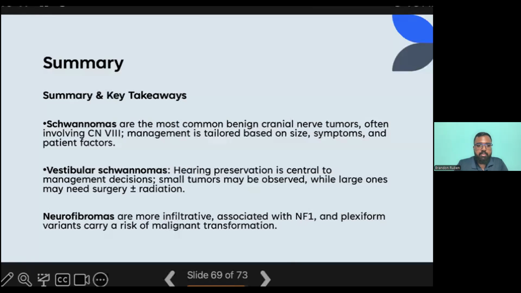Finally, summary and key takeaways. Schwannomas are the most common benign cranial nerve tumors, often involving cranial nerve 8, with management tailored based on size, symptoms, and patient factors. In vestibular schwannomas, hearing preservation is central to management decisions. Small tumors may be observed, while large ones may need surgery plus or minus radiation. Neurofibromas are more infiltrative and associated with NF1, and plexiform variants carry risk of malignant transformation.